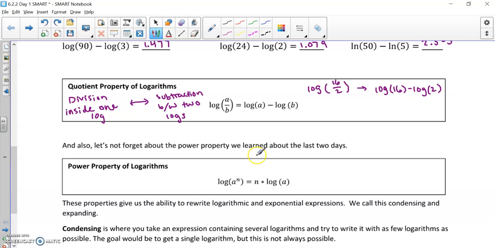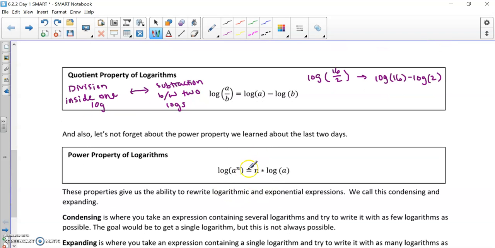Now let's not forget what the power property is, which we already learned, which is just the fact that we can take any exponent inside the parentheses of a log and chuck it to the front of the log, right? And that turns into that number being multiplied by the log. But that one we've already talked about, so I won't go into it too much.